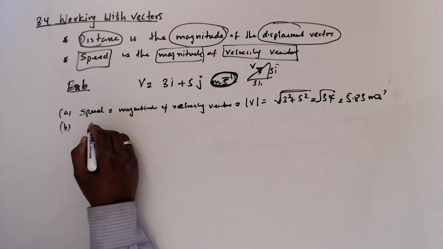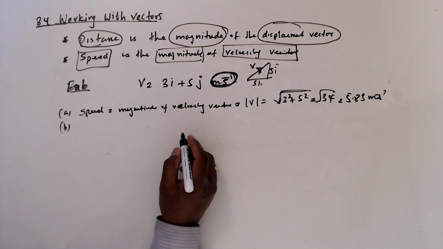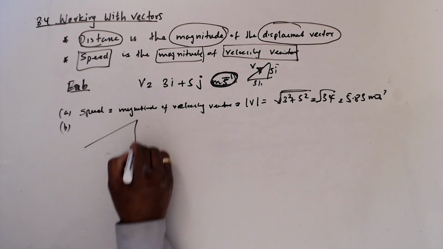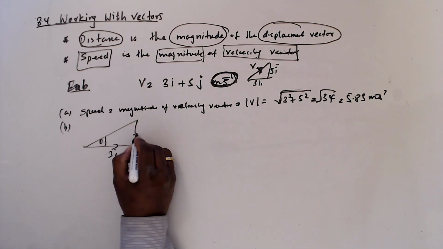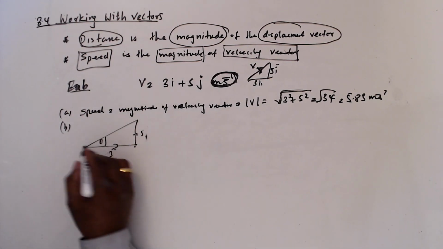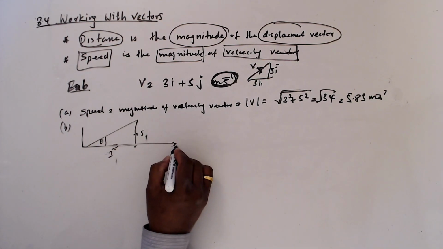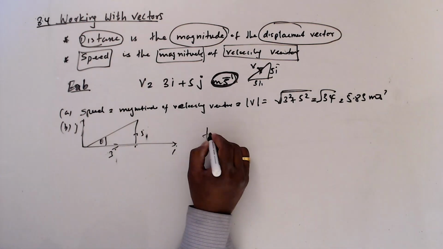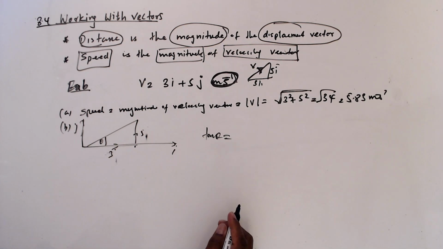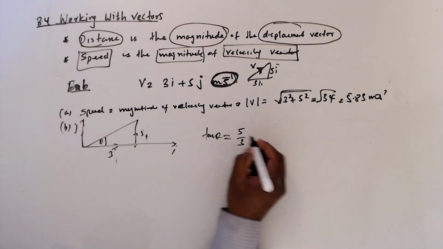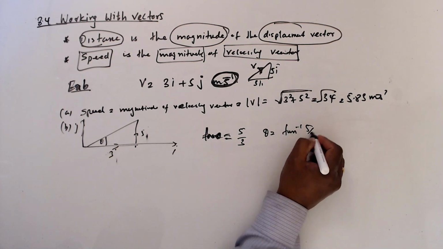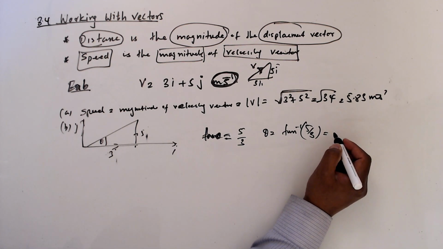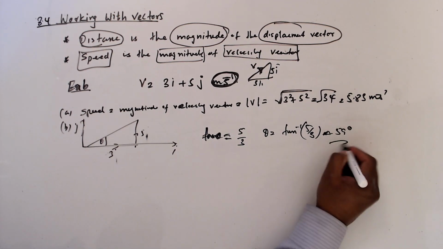Part B is the angle, the direction of motion. So we want to find the angle. This is theta, and this is 3i plus 5j, basically 3 and 5, with i and j axes. Tan theta equals 5 over 3. So theta equals tan inverse of 5 over 3, which is approximately 59 degrees.